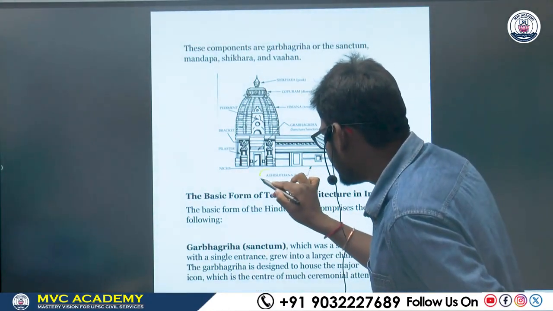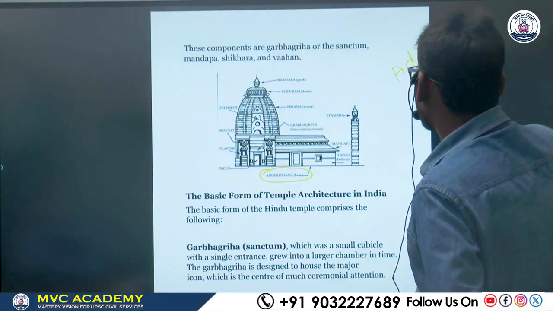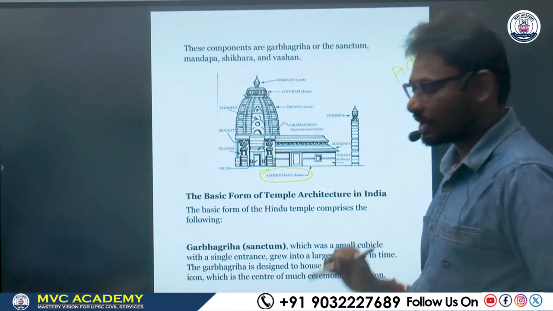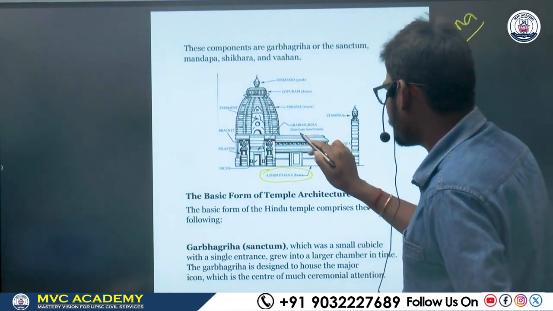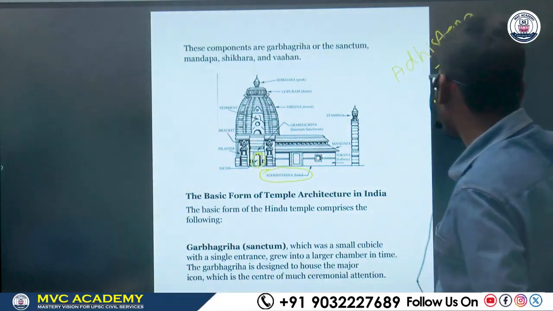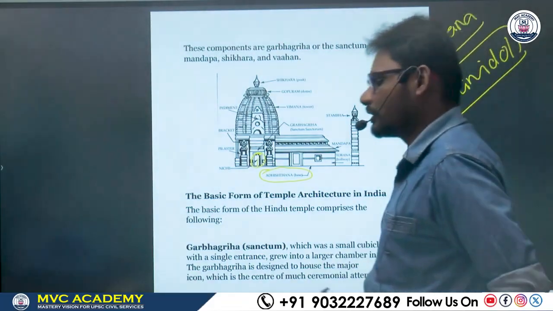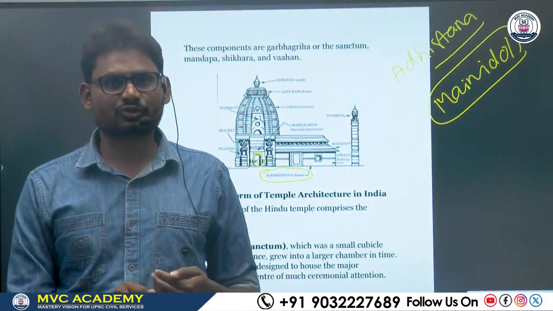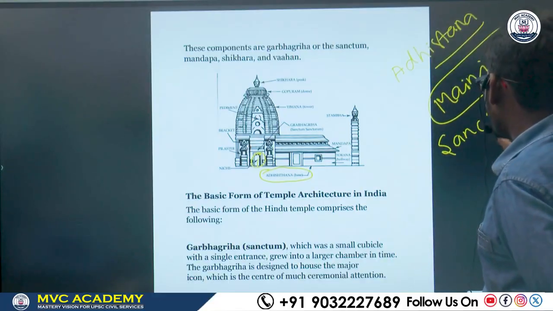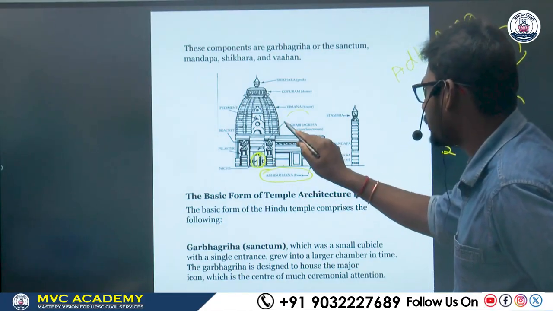The base is always known as Adhisthana. What is the meaning of Adhisthana? Base. Adhisthana is nothing but the base. Next we have Garbhagriha. It is Garbhagriha where we have the main idol. The place where the main idol is kept is known as Garbhagriha, or it is also known as sanctum.